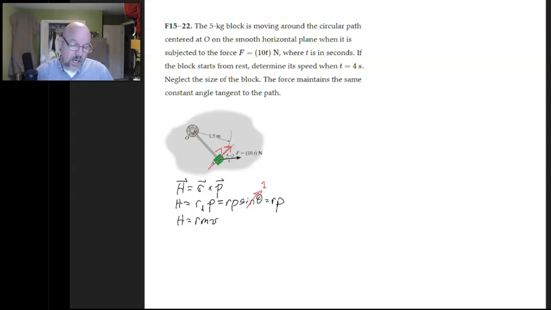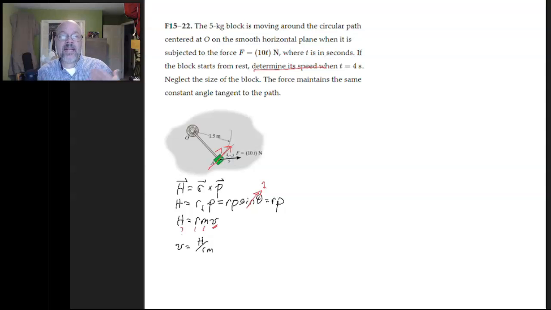So our task here is to determine the speed. We're actually looking for v. Now, it might look a little bit like we're up a creek. I mean, we know r, we know m, we don't know H. However, we can find H really easily. And if we find H, then what we end up getting is v equals H over r times m. Very straightforward. So how can we get H out of this thing?